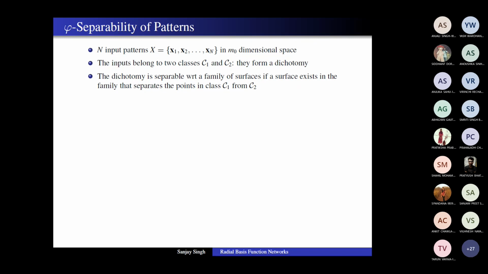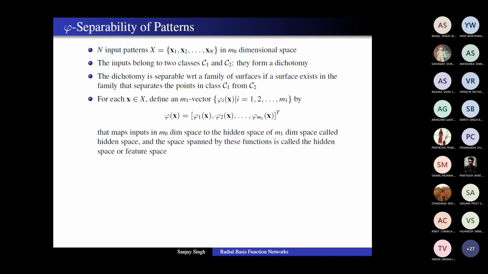Let's say the input is M0 dimensional, so each vector has that dimension, and there are capital N data points in total. Now the input belongs to two classes, either C1 or C2. They form a dichotomy, and the dichotomy is separable with respect to a family of surfaces if a surface exists in the family that separates the points in class C1 from class C2. So how is it going to separate?